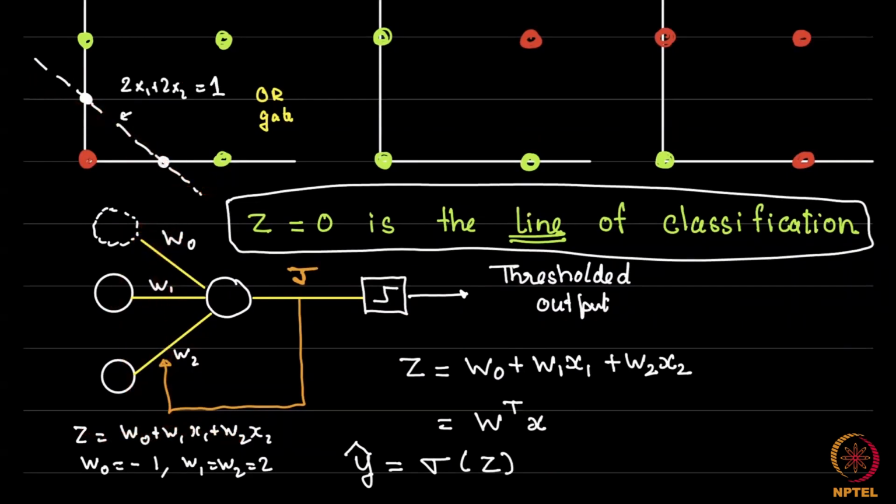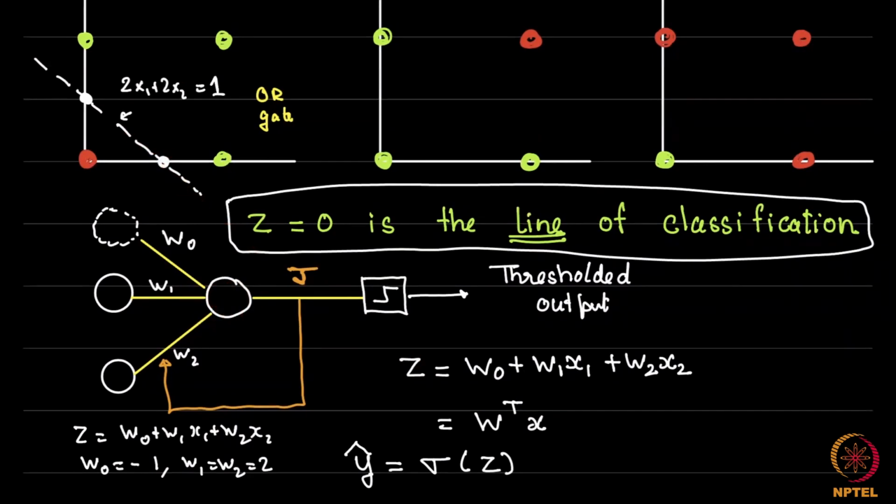So there is a one-to-one correspondence between these three: the algebraic expression for z, the picture here, and the classification line. I had talked a little bit about this last week also, but I will say again that when you have a straight line, it has the equation w0 plus w1x1 plus w2x2 equal to 0. And z physically represents the linear activation here. z physically represents this classification line.